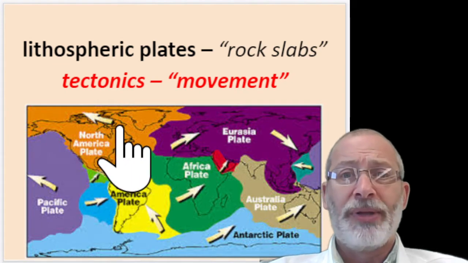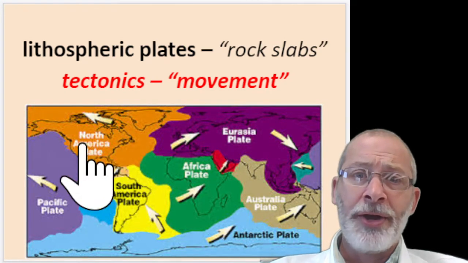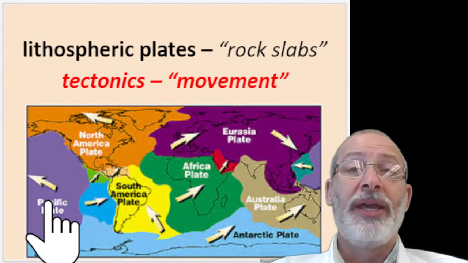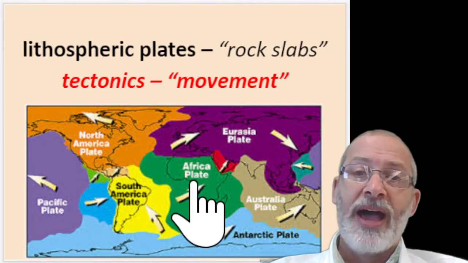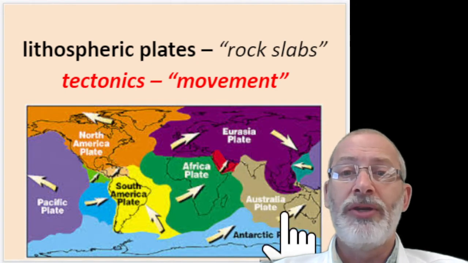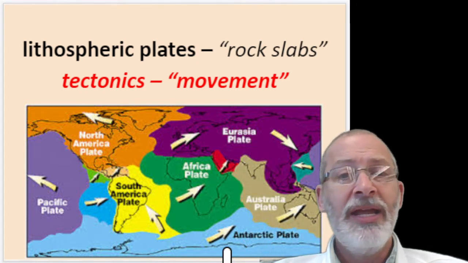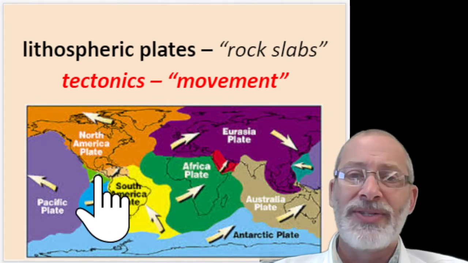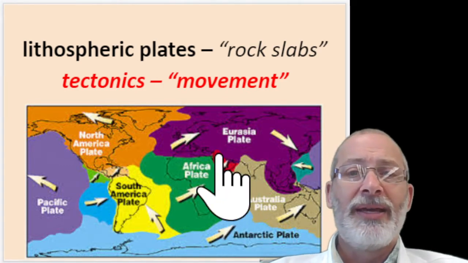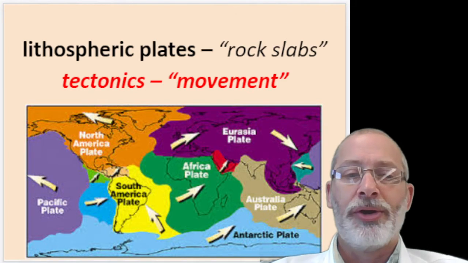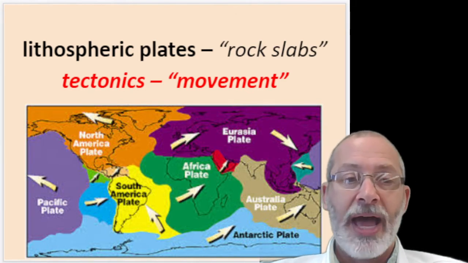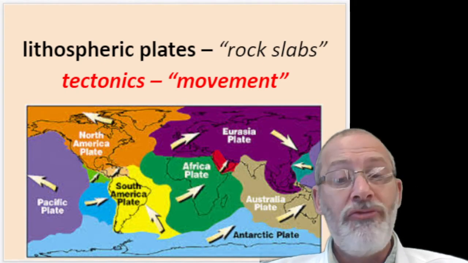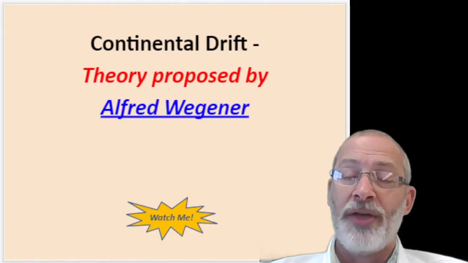The major plates on Earth include the North American plate, the Pacific plate, South American plate, African plate, the Eurasian plate, the Australian plate, the Antarctic plate. These are the major ones, but there are minor ones as well, like the Nazca plate and other plates around the Earth that aren't labeled in this particular diagram. But it's these plates that are moving from one place to another.